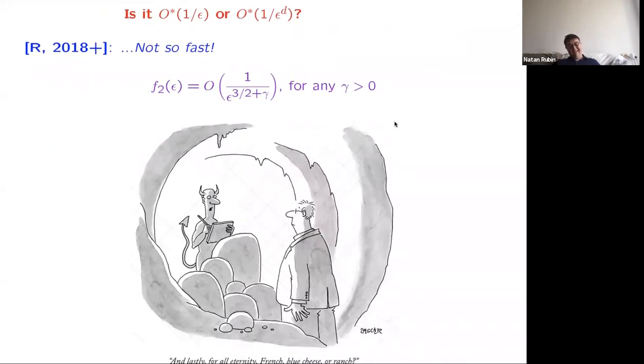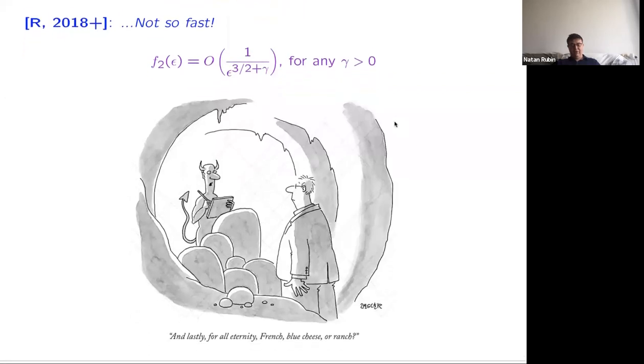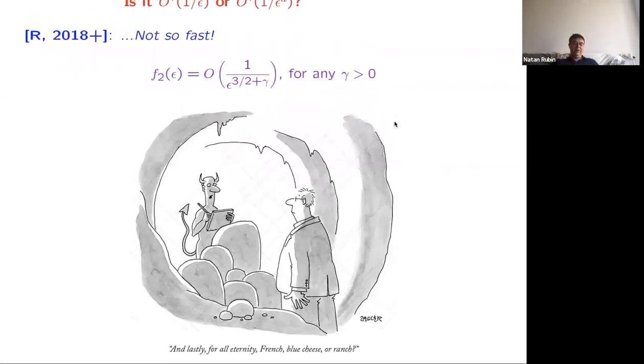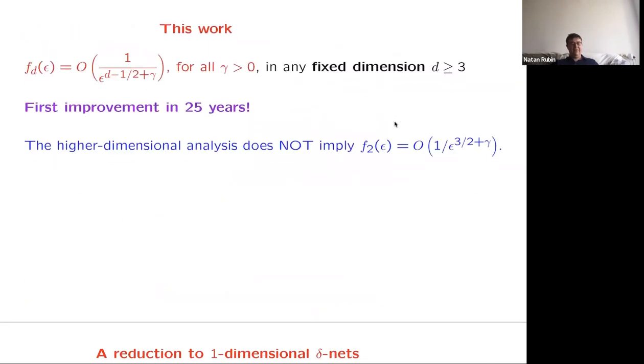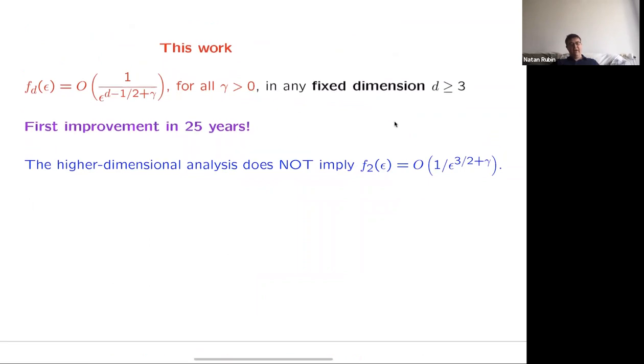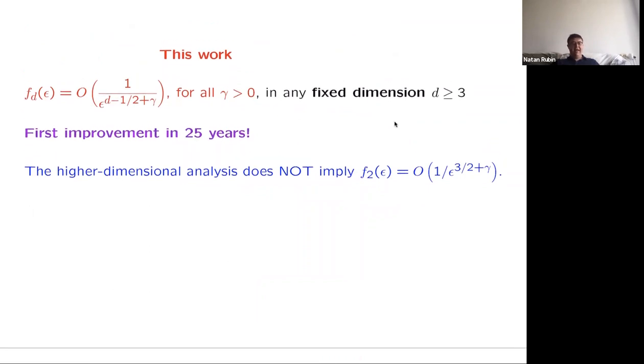And in my previous paper, I made the first progress towards resolving this question by improving the planar exponent from 2 to roughly 3/2. And in this paper, we further improve the exponent in any dimension D from D to D minus half, roughly. And this is the first progress in general dimension D in over 25 years.